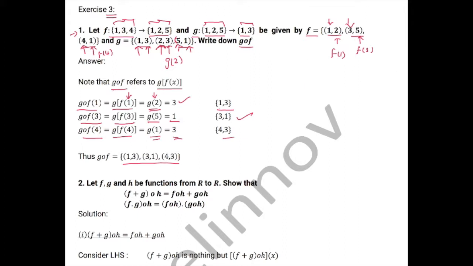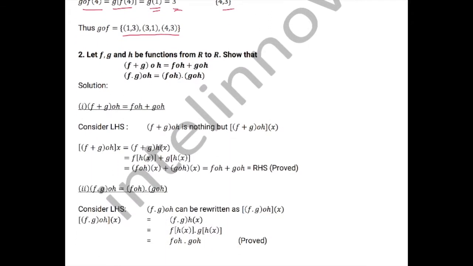Question number 2. Let f and g be two functions from R to R. We need to show that (f plus g) o h is equal to f o h plus g o h. First we will solve this. So (f plus g) o h equal to f o h plus g o h.